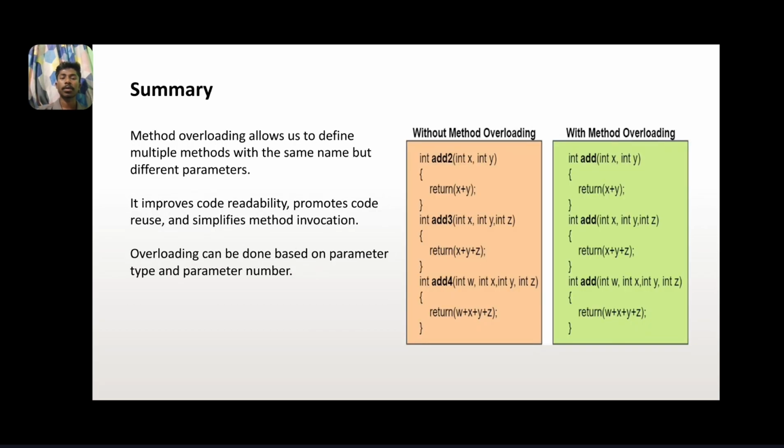Summary. Method overloading allows us to define multiple methods with the same name but different parameters. It improves code readability, promotes code reuse, and simplifies method invocation. Overloading can be done based on parameter type and parameter number.